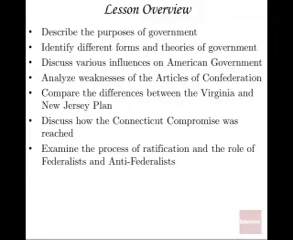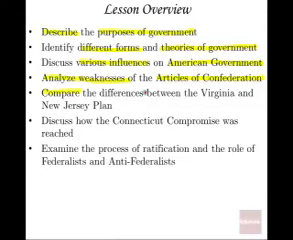So in today's lesson overview, we're going to describe the purposes of government. So what's the point of having government? We're going to identify the different forms and theories of government. We're going to discuss the various influences on American government in particular. What are the influences that the founding fathers had when they constructed the Constitution? We're going to analyze the weaknesses of the Articles of Confederation. So why didn't that work? Why didn't the United States of America work under the Articles?